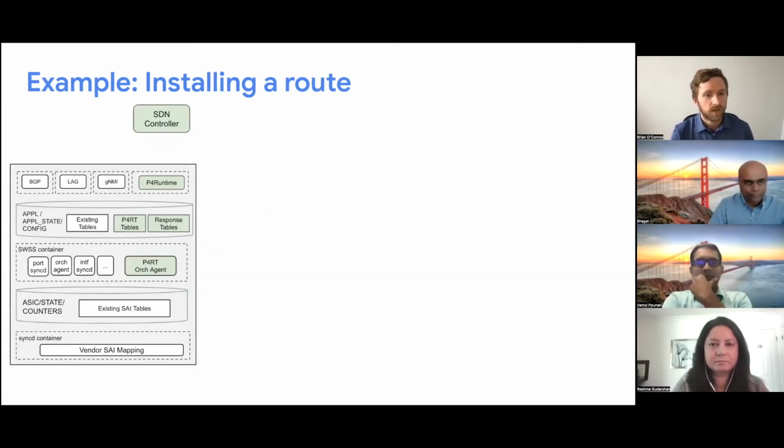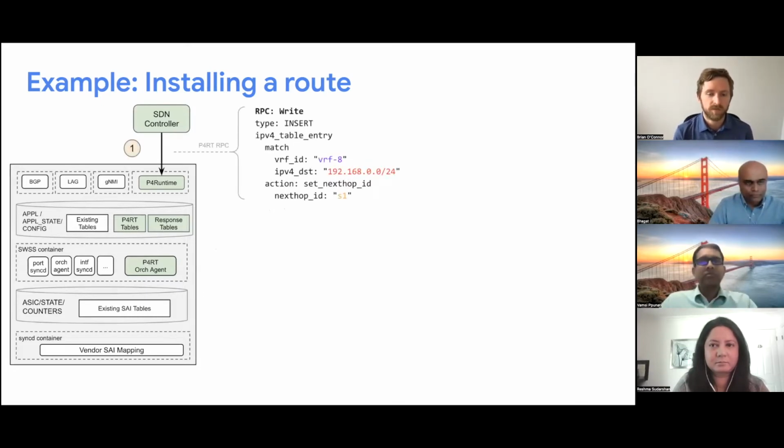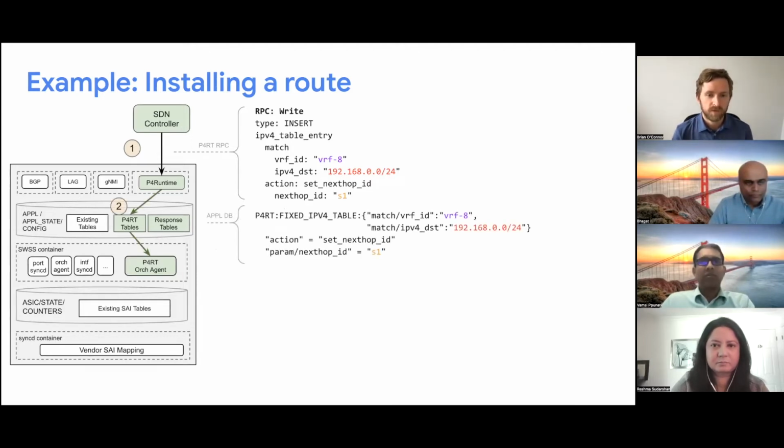Let's take a look at a quick example to make this a little more real. First, the SDN controller sends a P4 runtime write request over gRPC to the P4 runtime server running in SONiC. In this case, the controller is sending a route entry. Next, the P4 runtime server translates the route entry and writes the result to appdb. Match fields are part of the key, and the action parameters are attributes.